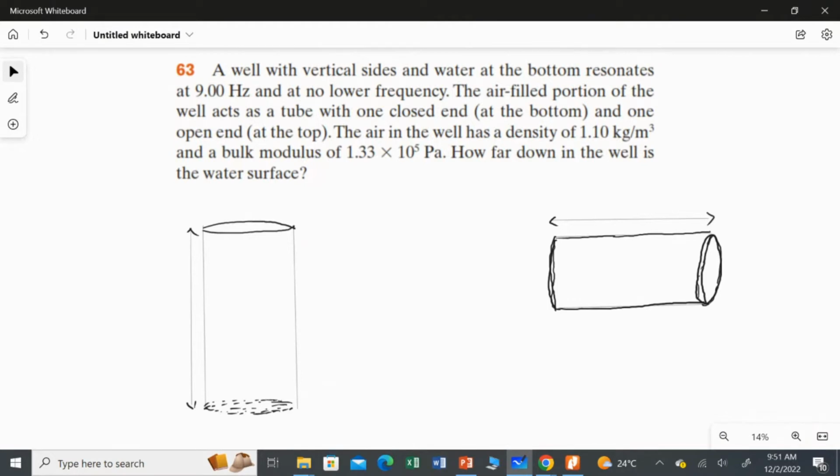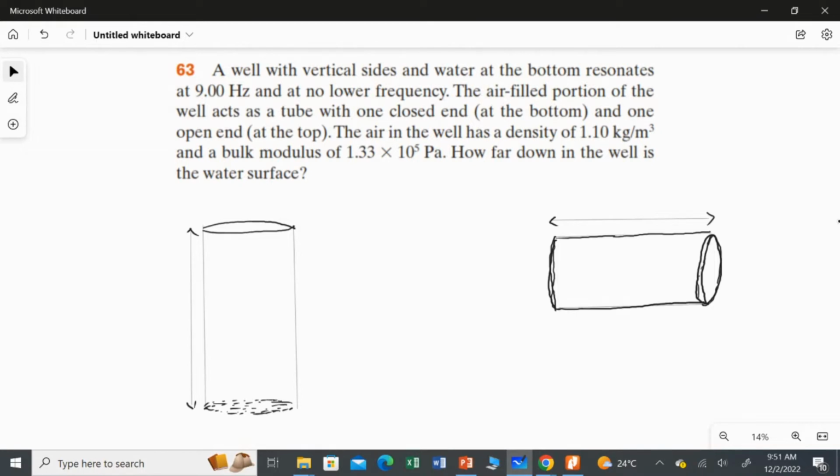So what is given in the question? There is a well with vertical sides and water at the bottom of the well, which will resonate at the frequency of 9 Hz. There is no other frequency, so we have to consider only n is equal to 1. The air-filled portion of the well acts like a tube. You have to see this figure. The water surface is considered to be a closed end and the open end is exposed to the air. That means this well acts like a tube in which one end is closed by water and the other end is open, exposed to the air.